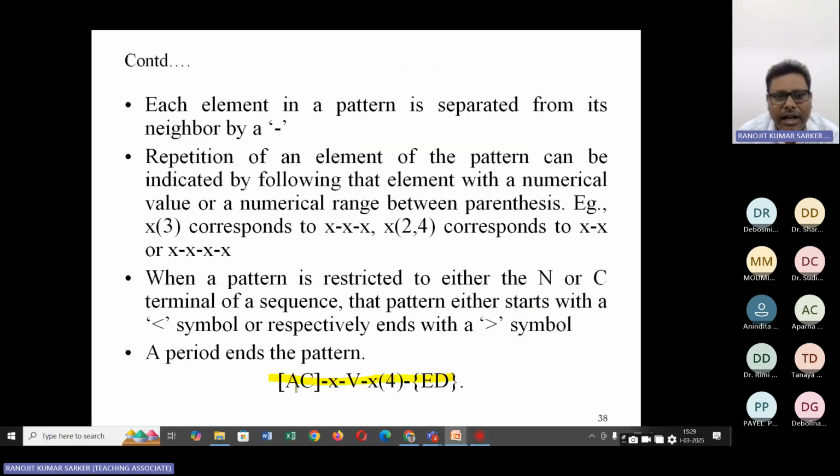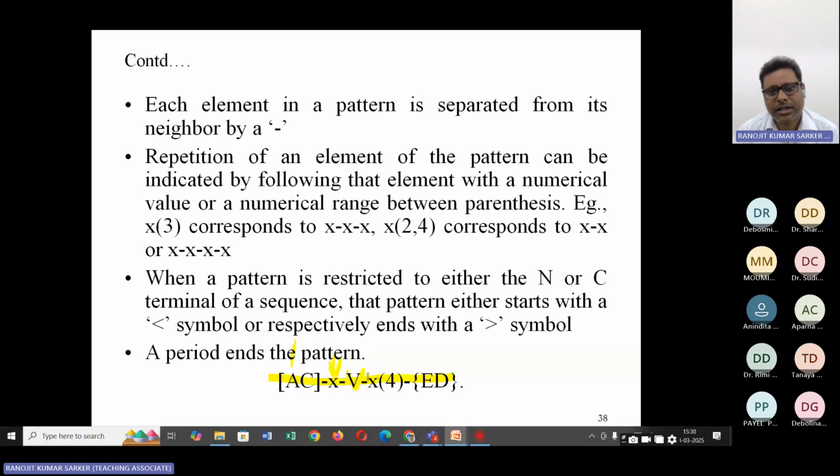Here at position one, you now understand that there will be either A or C. At position two, it is not conserved. Many amino acids can be accepted at this position. Again, the third position is V. Valine will be at the third position.